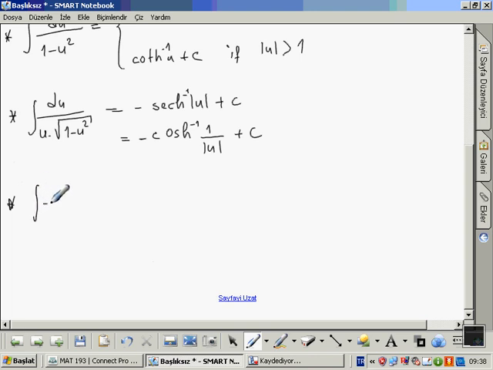And the integral of du over u times the square root of 1 plus u squared is equal to minus inverse csch of the absolute value of u plus c, or another way, minus inverse sinh of 1 over the absolute value of u plus c.